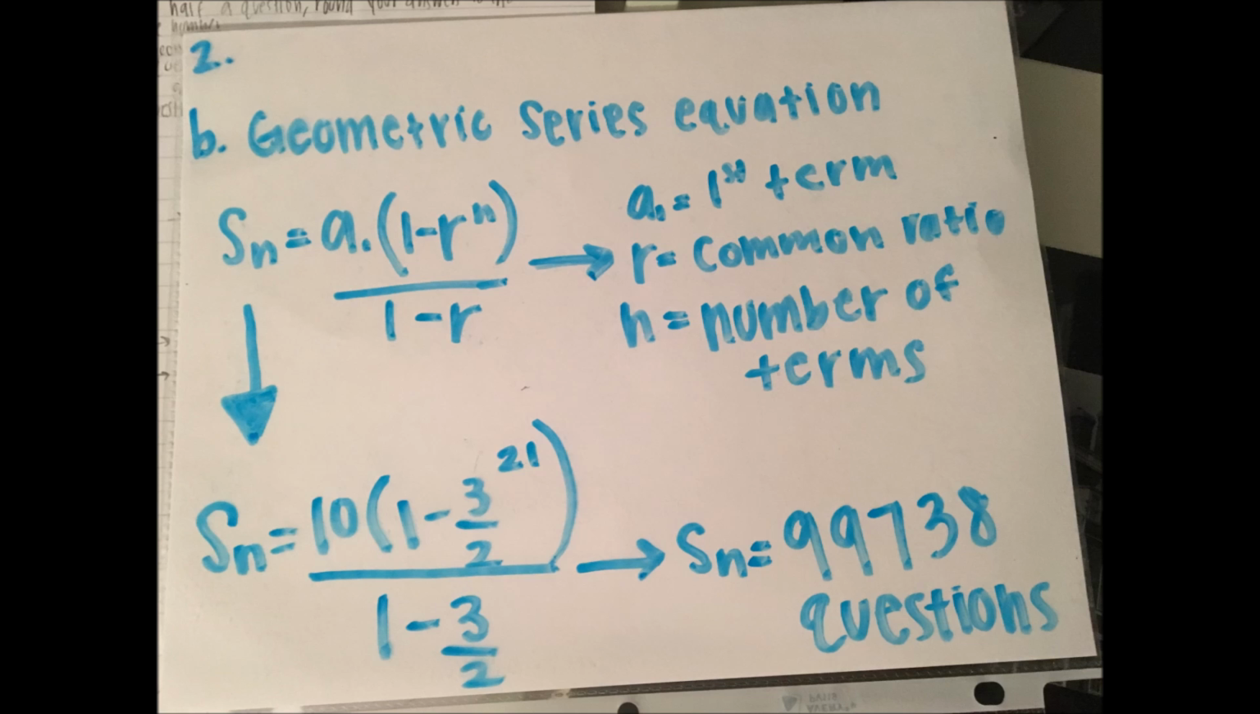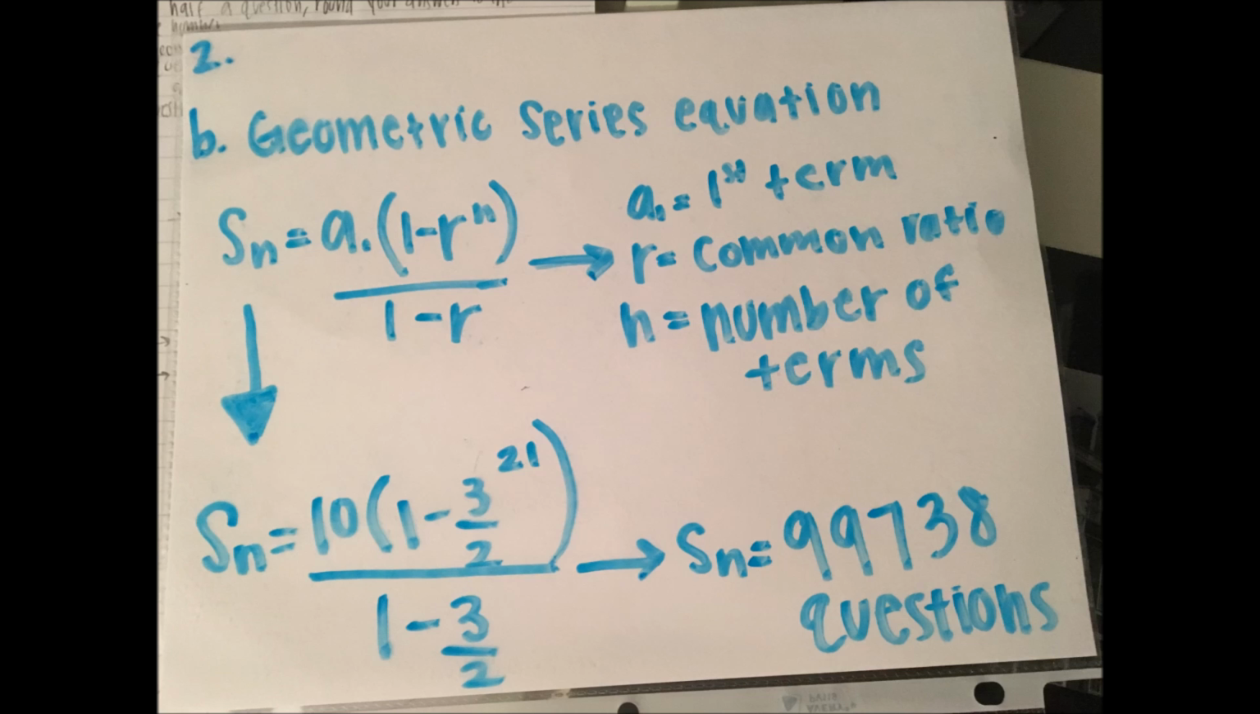What the second question is looking for is to take however many questions were on the first test, however many questions are on the second test, all the way to 21, and add them all together. And in order to do that, you need the geometric series equation, which is s sub n is equal to a sub 1 times parentheses 1 minus r to the n, all divided by 1 minus r, where a sub 1 is the first term, r is the common ratio, and n is the number of terms.